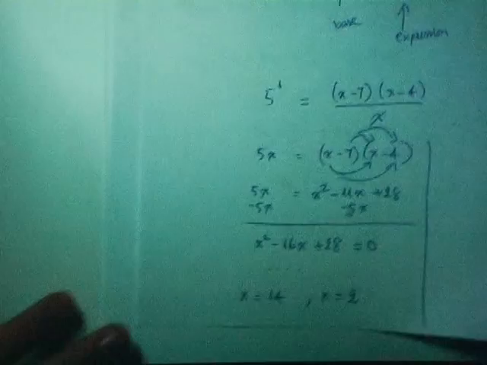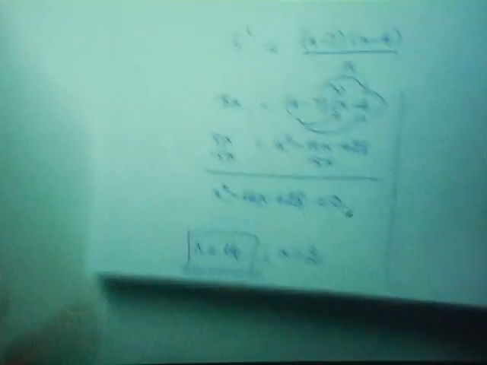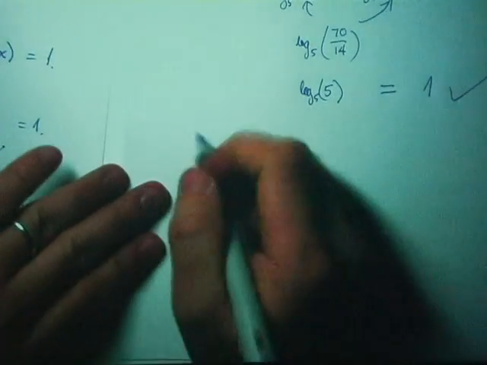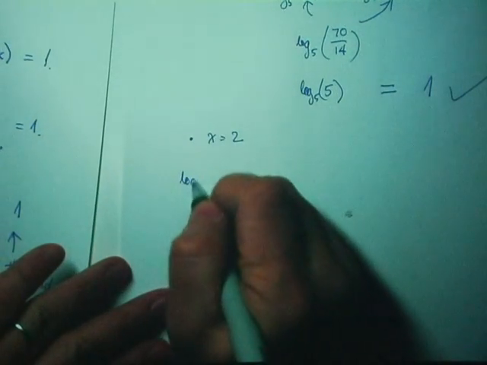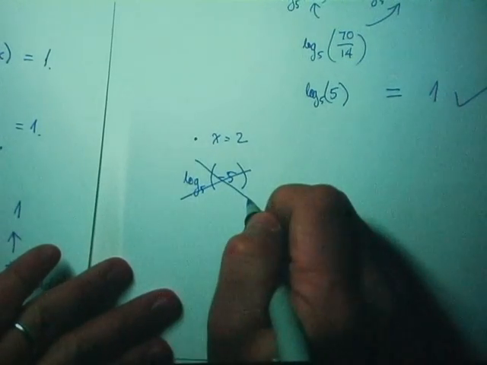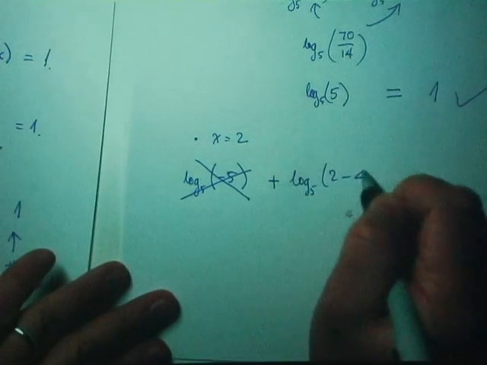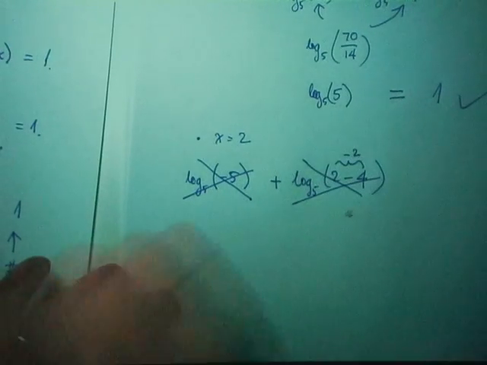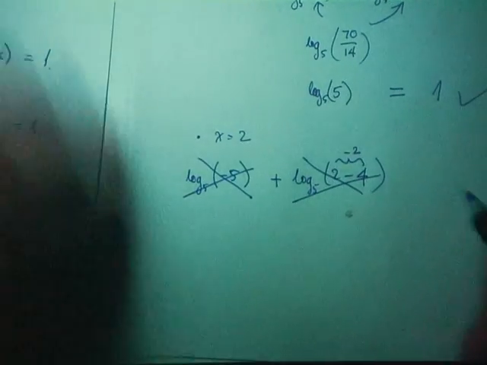Now I'm going to go back to my solution here and circle my first answer. Let's try the other solution, x equals 2. Let's see if it works. In my starting equation, if x equals 2, the first term is log base 5 of 2 minus 7, which is negative 5. Right there, it fails. Then the next term, plus log base 5 of 2 minus 4, fails again, because 2 minus 4 is negative 2. We cannot take the log of a negative number. That's the bottom line.